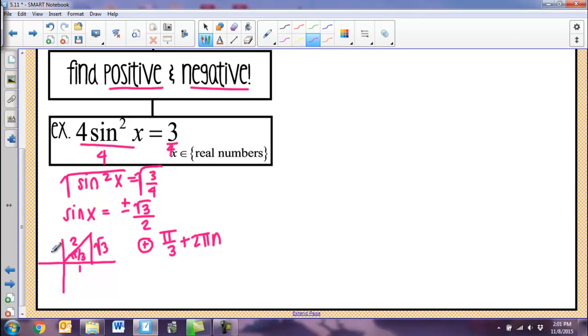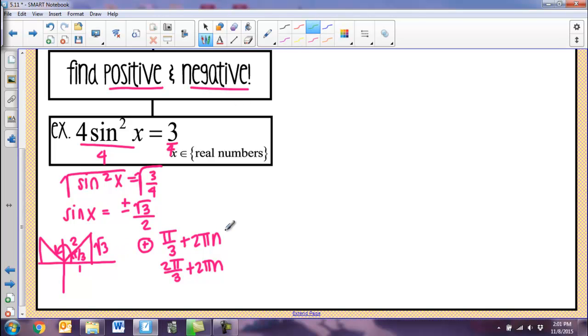My other positive solution is going to happen in quadrant 2, because all students take calculus, and I would have that same reference angle, but now it's going to be over here. So we would take pi minus pi over 3, and that solution would be 2 pi over 3 plus 2 pi n. Those are where your positive solutions lie.